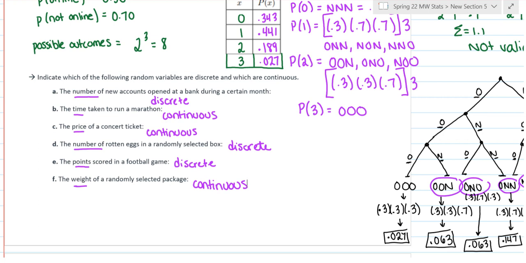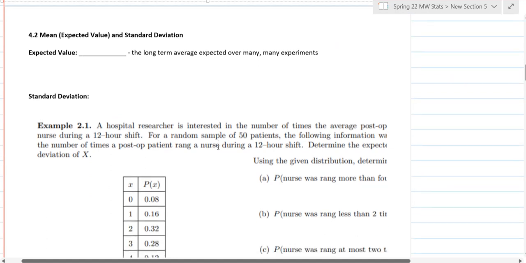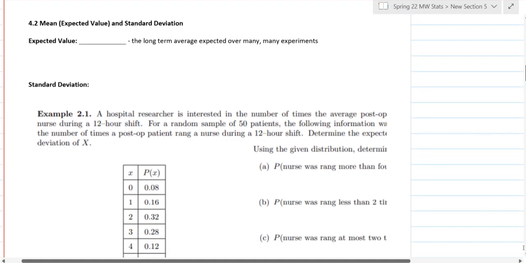Okay, let's look at mean and expected value. Expected value is actually the same thing as the mean. It's the long-term average expected over many, many experiments. So if I do this experiment 1,000 times, the expected value is the average of the outcomes for all of those experiments. The formula for that is the sum of x times p of x. So you do x times p of x, and then you add them.